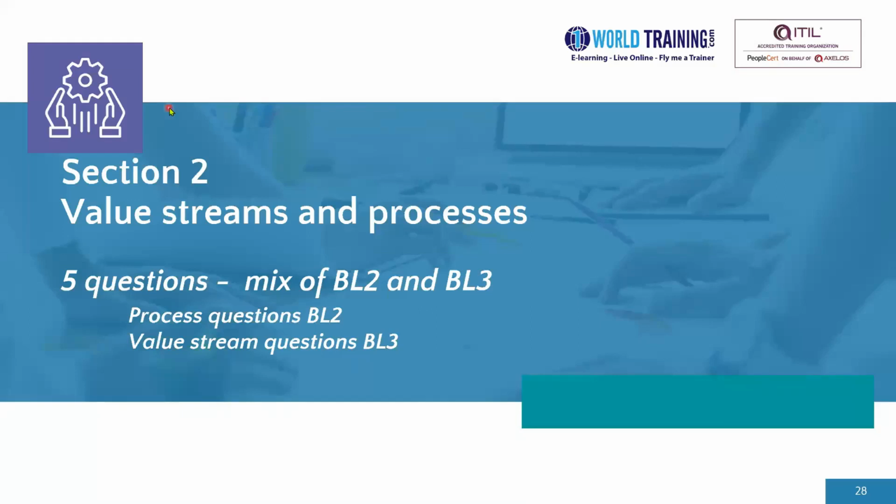We are now in section 2, the value streams and processes perspective for this practice. Section 2 will have 5 questions in the exam, which will be a mix of Bloom's level 2 and Bloom's level 3.